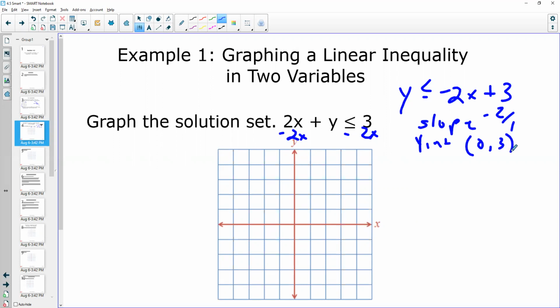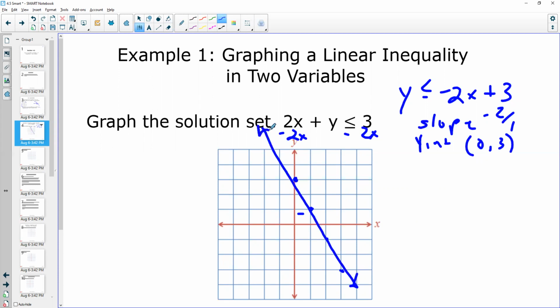So 0, 1, 2, 3. There's my y-intercept. And it's going to go down 2, right 1. Down 2, right 1, down 2, right 1, down 2, right 1. So here's my line, give or take.